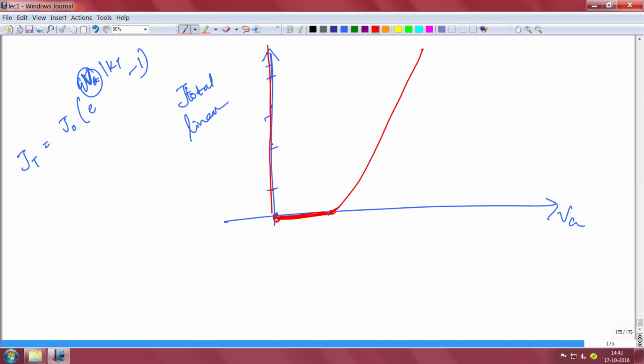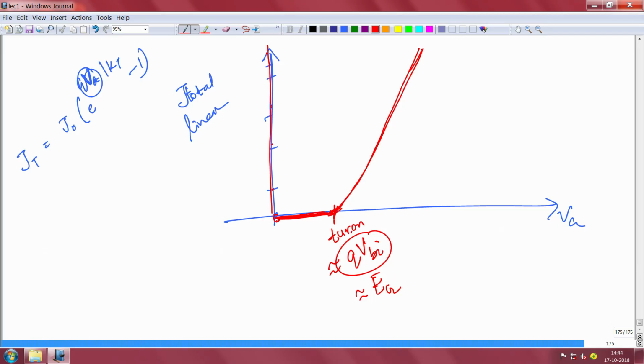At one point it will turn on, it is called the turn on voltage, and it will increase very exponentially. This is your turn on voltage, and the turn on voltage is almost equal to the built in voltage. It depends on the built in voltage and hence the band gap. If the band gap of the semiconductor is large, the turn on voltage also will be large, by the way.